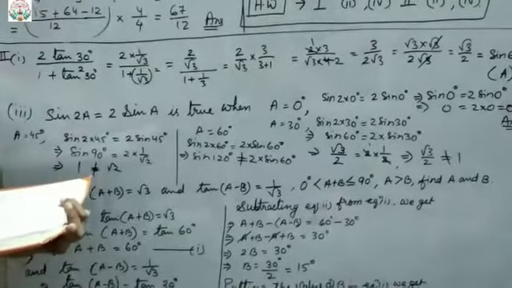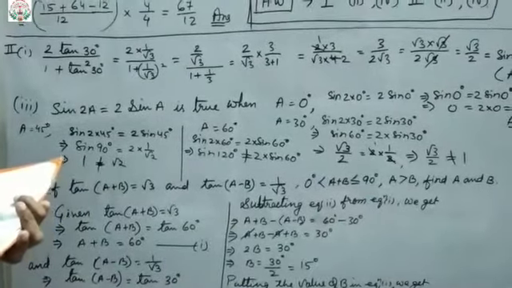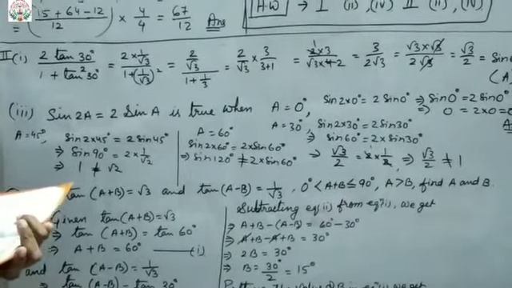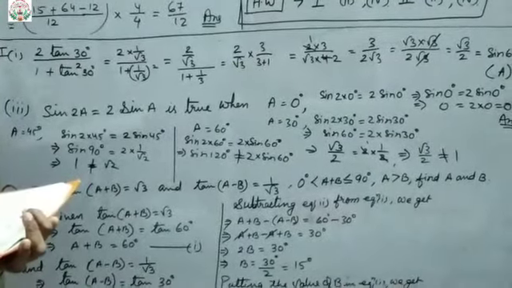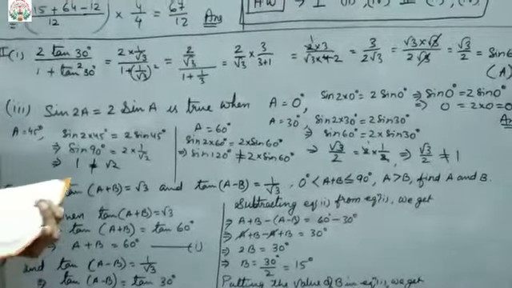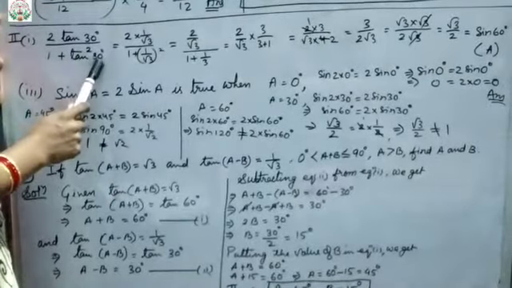First, children, see the second question. Choose the correct option and justify your answer. Means these are multiple choice type questions, that means for each question 4 options are given. You have to select which option is the appropriate and correct one. Okay. So the first question is 2 tan 30 upon 1 plus tan square 30.